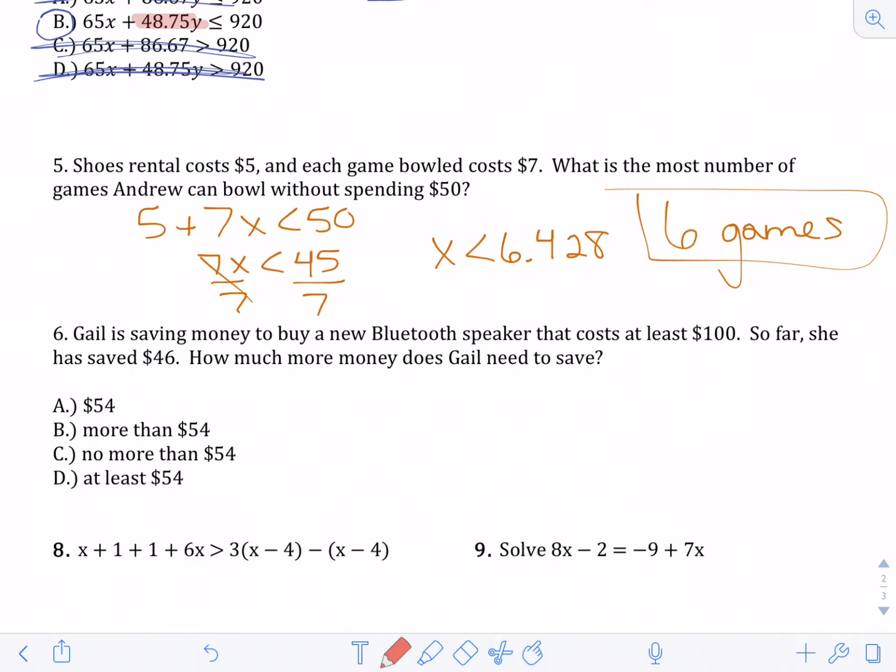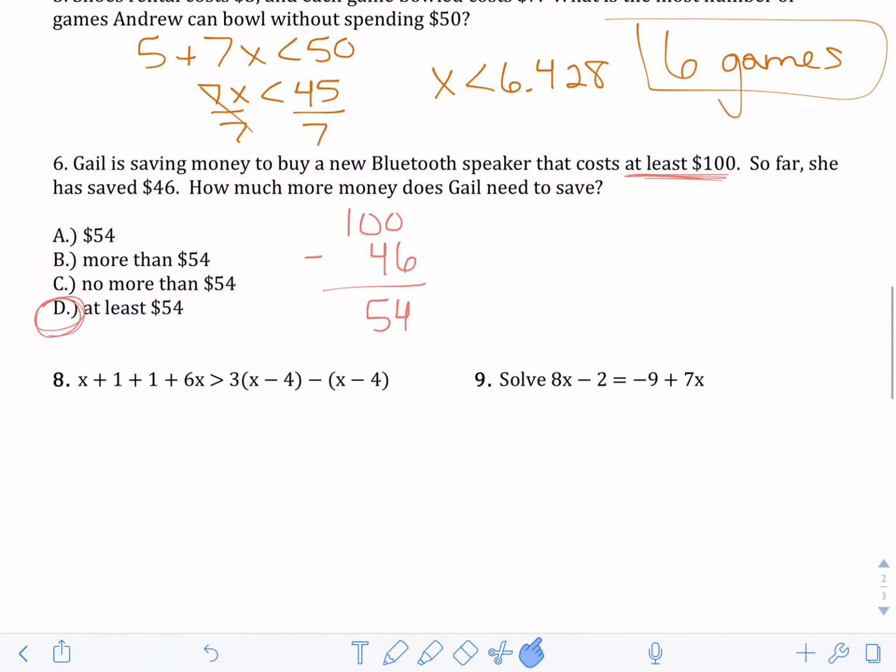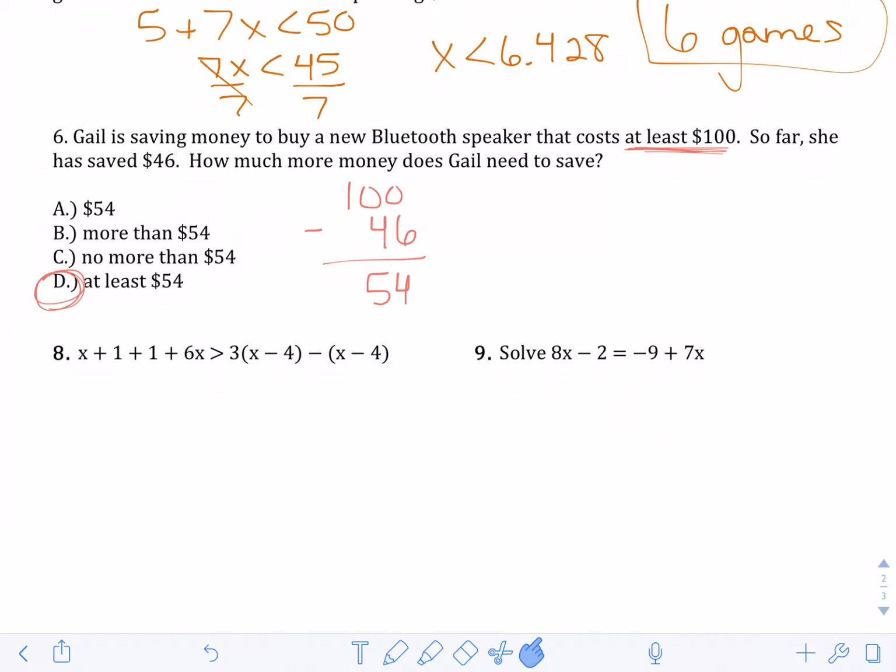Alrighty, up next, Gail is saving money to buy a new Bluetooth speaker that costs at least $100. So far, she has saved $46. How much more money does she need to save? So, 100 minus 46 would give me $54. If whatever item it is costs at least $100, then you better save at least $54. And that's it for the word problems.